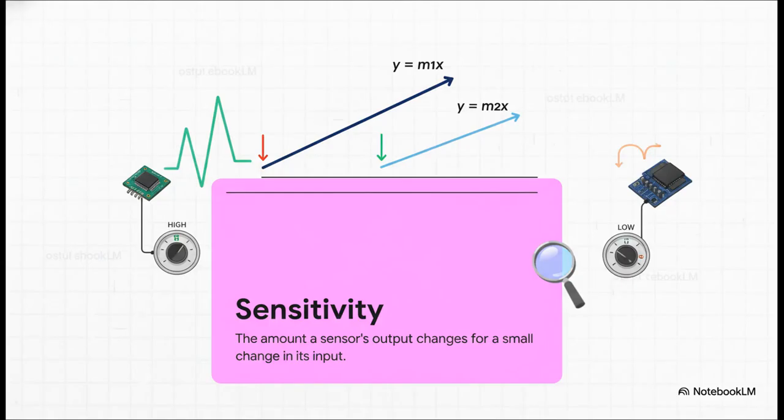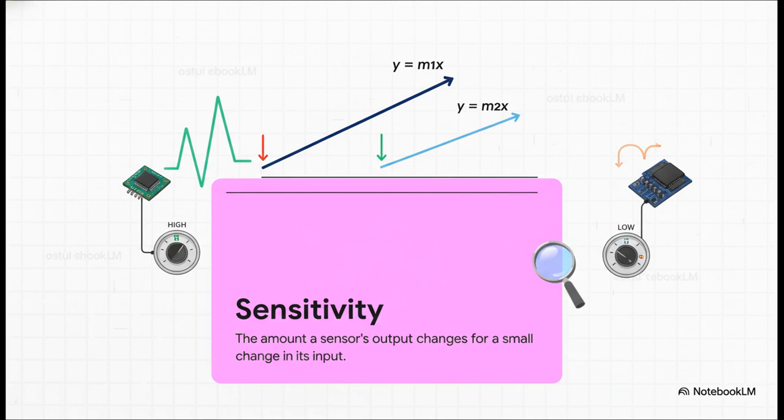First up, we've got sensitivity. See that really steep line on the graph? That's a high sensitivity sensor. It means even a tiny, tiny change in what it's measuring causes a huge, easy-to-see change in its output. It basically screams when something changes. That's perfect for, say, an earthquake detector.